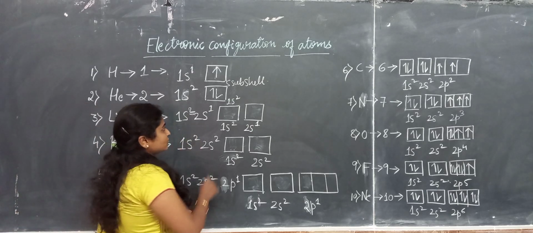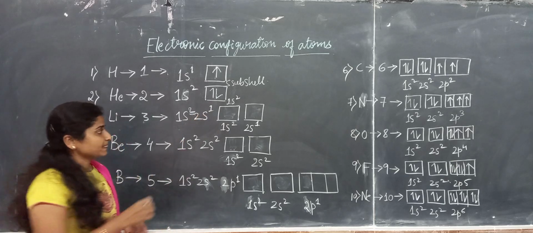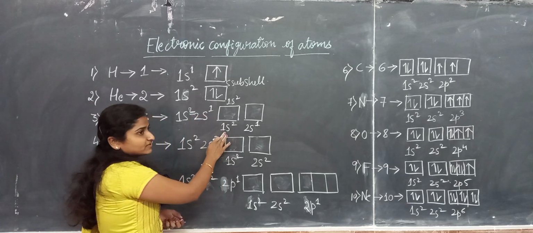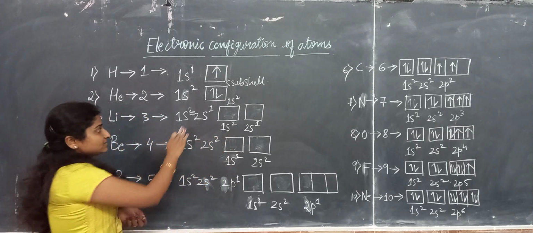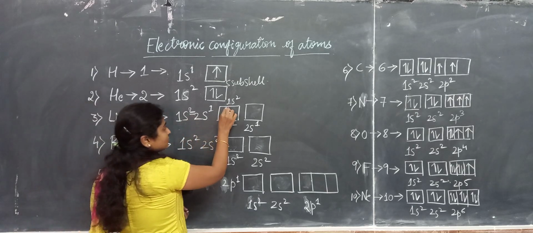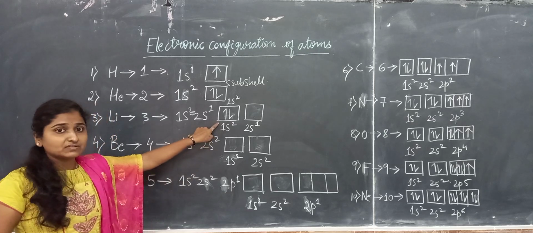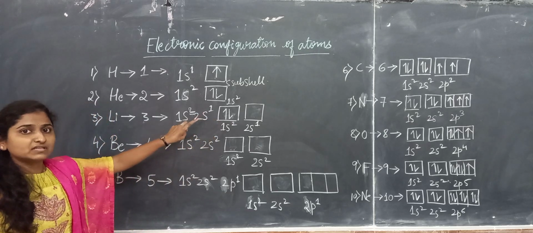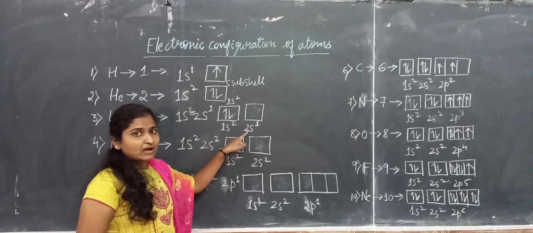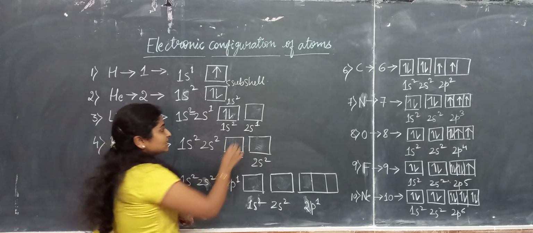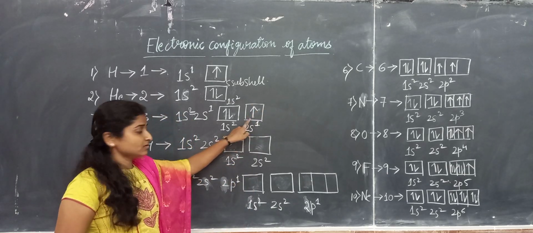So write the electronic configuration, or fill the electrons into the atomic orbitals. That is, we are having 1s2 as the first atomic orbital, that is the lowest energy atomic orbital, and it has 2 electrons. So both the electrons enter into the 1s atomic orbital with the opposite spins. You have to remember that both the electrons will be entering in the form of opposite spins. And in the 2s atomic orbital we have only one electron. So this electron enters into the 2s atomic orbital with a positive spin.